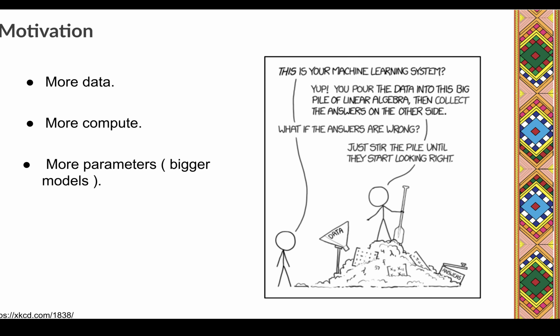I like to use this meme to explain this concept. A machine learning system is you pour data into a big pile of linear algebra and collect the answers on the other side. And if the answers are wrong, you just stir the pile until they start to look right. And the problem with this for low resource languages particularly is that you do not have enough data to do that stirring so that you can get the right answers at the end.